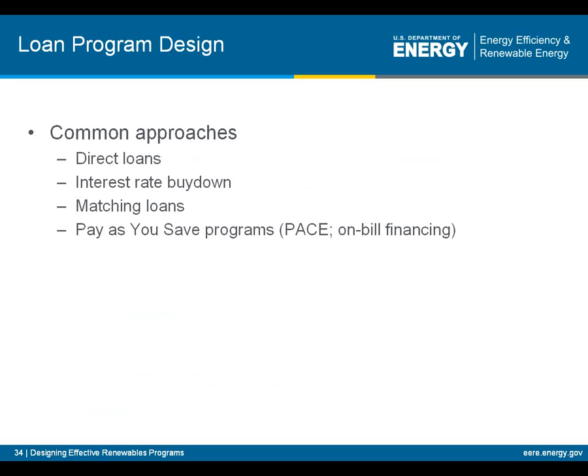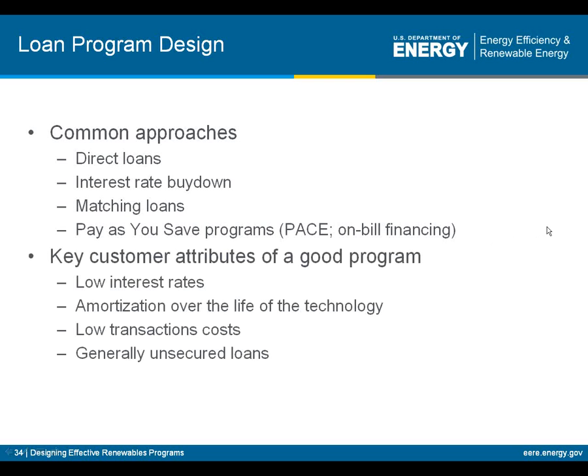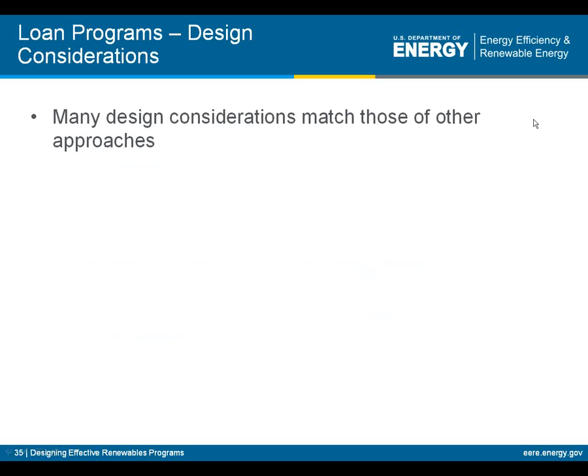The typical common approaches: direct loans, interest rate buy down, matching loans, and new types of pay-as-you-save types of programs, such as the property assessed clean energy programs or on-bill financing. The key customer attributes of this program, you want to be sure you've got low interest rates. You're able to amortize the loans over the life of the technology. That's one of the things that really is not always available through private sources of financing. The transaction cost should be low, and you generally don't want to have to secure the loans. And there are a few design considerations.